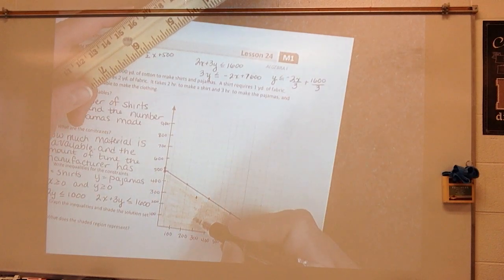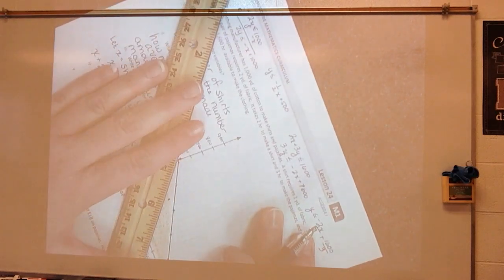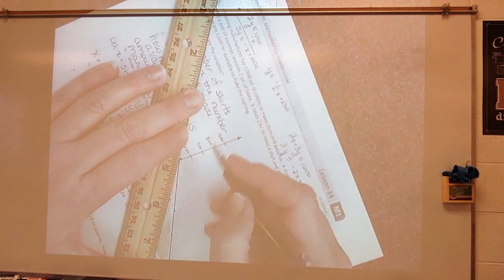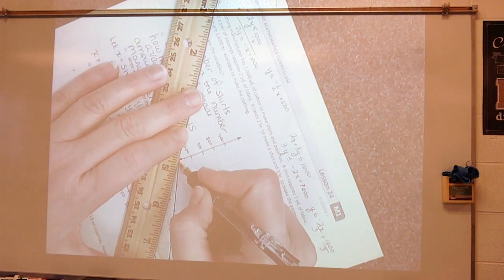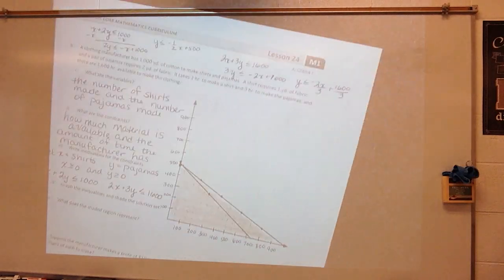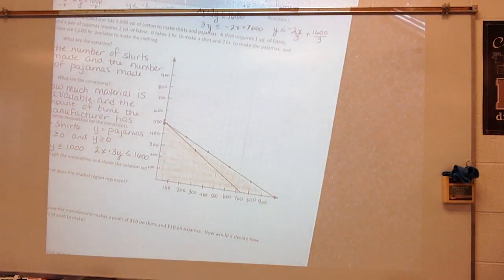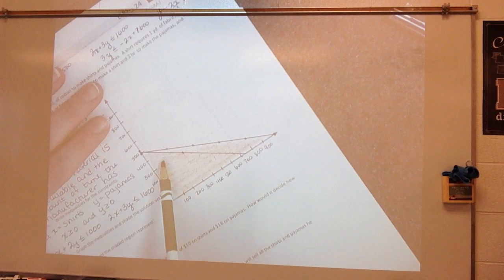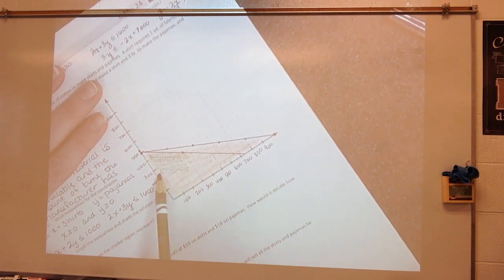Down 200 over 300. Mine's not going to be exactly right, guys, because, like I said, we don't have an exact number. All right, it is a solid line. And then that would be everything here.